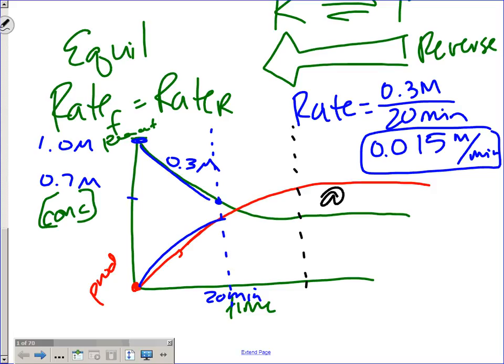So at this point, we are at equilibrium because they are flatlined, meaning there's no overall change in their concentrations. However, it's still changing. It's called dynamic equilibrium. So let's look at an example of dynamic equilibrium.